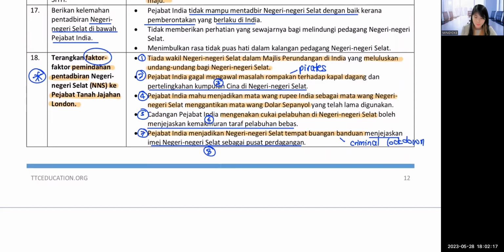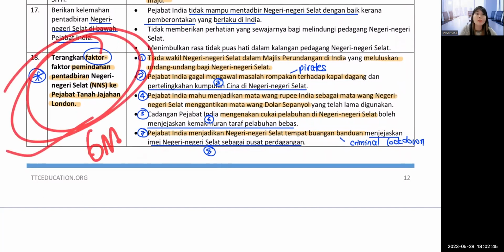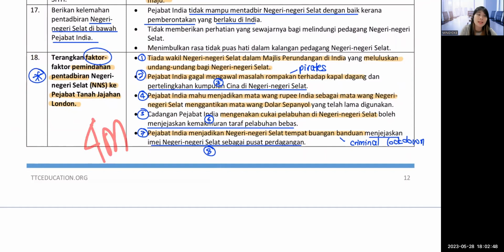And last 7 is Pejabat India wants to make negeri-negeri Selat as a criminal lockdown area, you know. Hello, negeri-negeri Selat is a business area. How can you make our area the lockdown criminal area? So eventually will affect our image. So you have how many points here? 1, 2, 3, 4, 5, 6, 7, 8. Can you see that? 8 points there. So depends on how many marks. If they ask you 6 marks, you give 6 answers. 4 marks, you give 4 answers. And 8 marks, you give 8 answers. Understand? You put penanda wacana, you put kata hubung, connect. Then you can form your own essay answer.